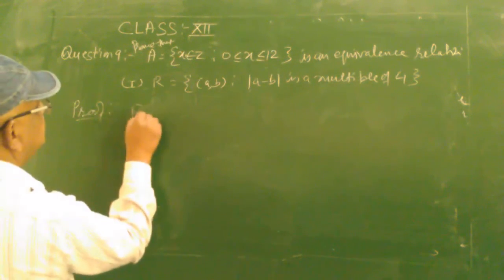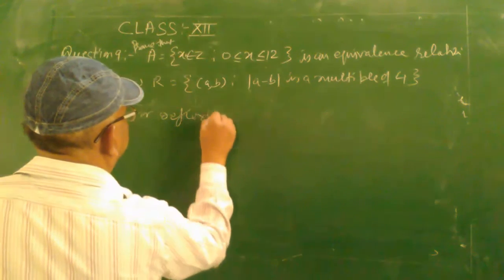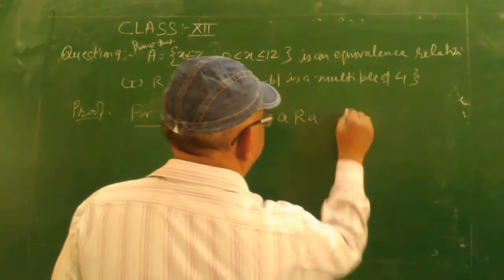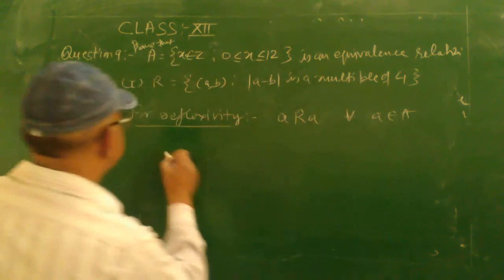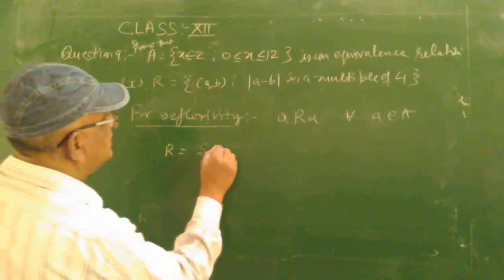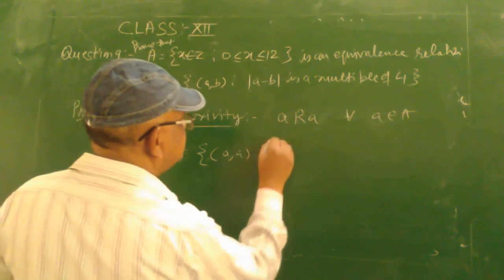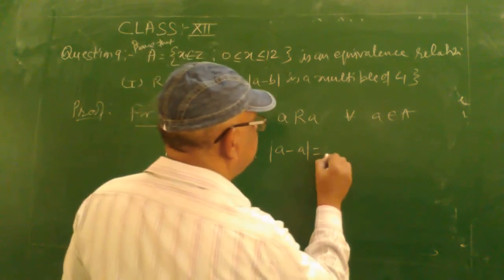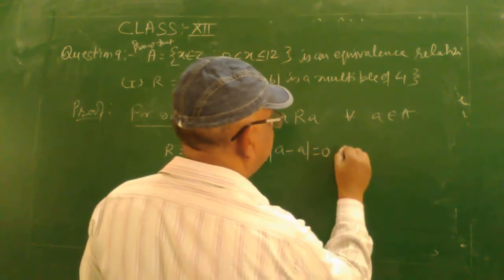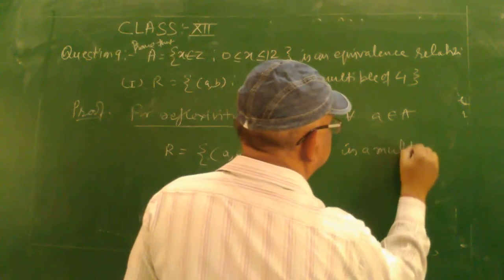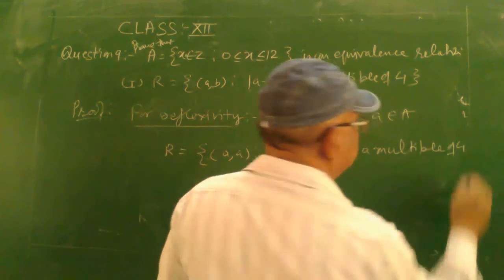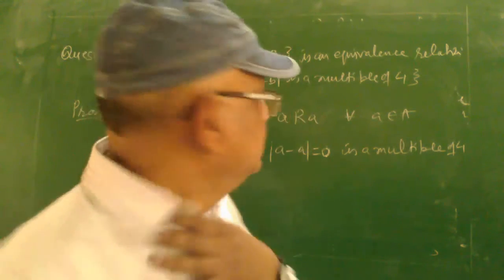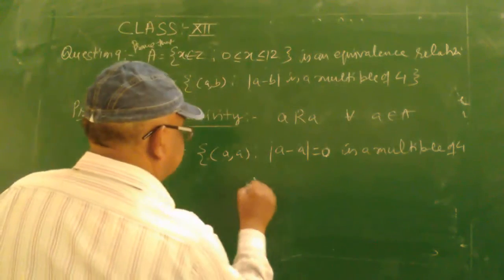Now for reflexivity, you will just write the definition of this. A related to A for all A belongs to the set A. So for that purpose, in the relation R you must write (a, a) such that modulus of a minus a will be 0, modulus of 0 will be 0, so it is 0 which is a multiple of 4. 0 आपके पास 4 का मल्टीपल है, 0 का आप 4 से मल्टीप्लाई करेंगे, 0 सभी का मल्टीपल माना जाता है। So it is reflexive.